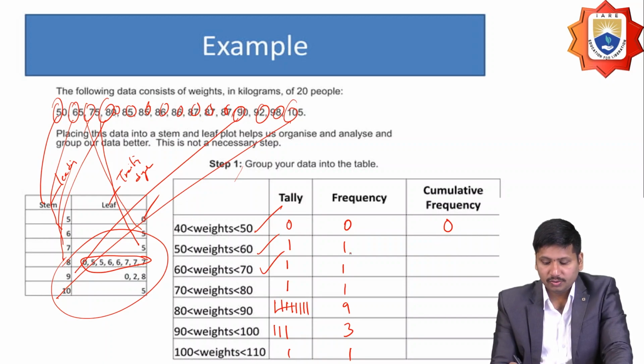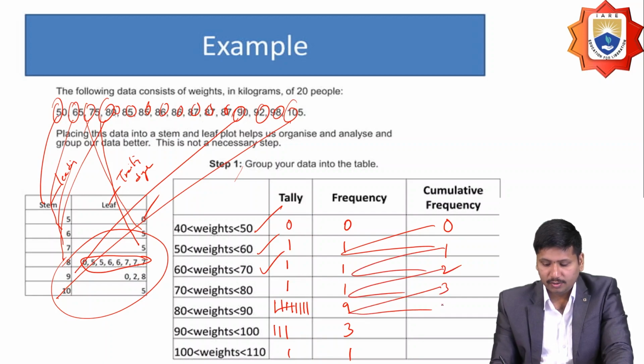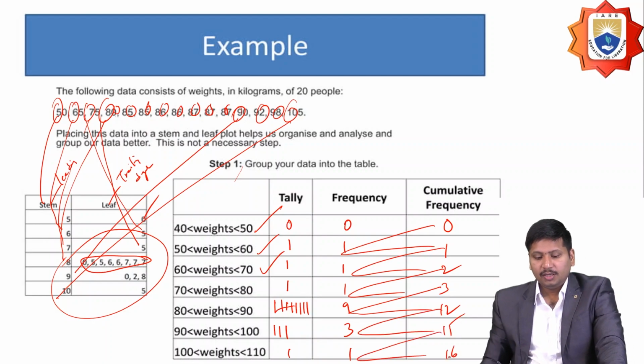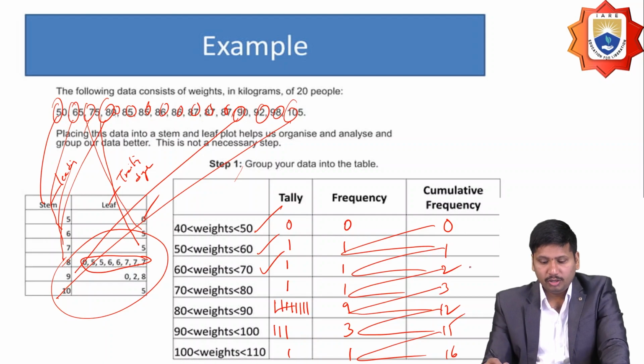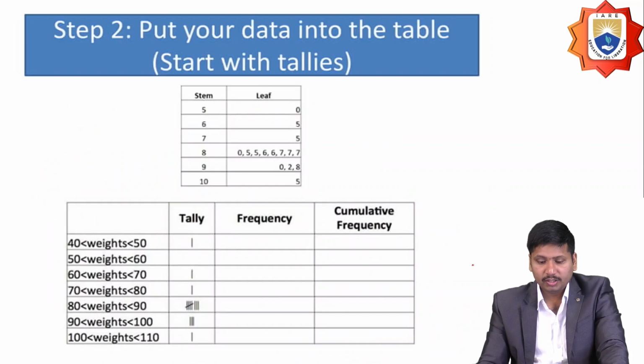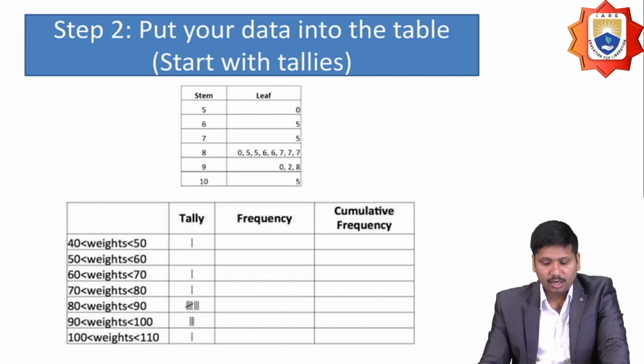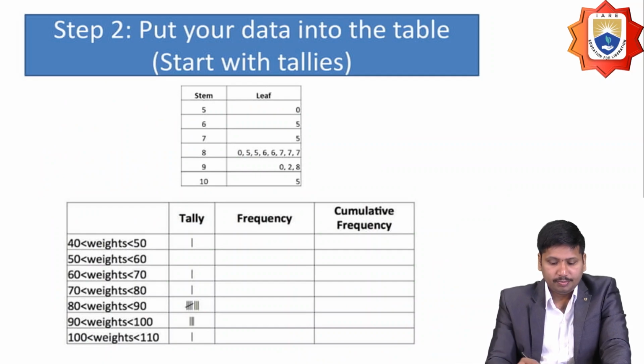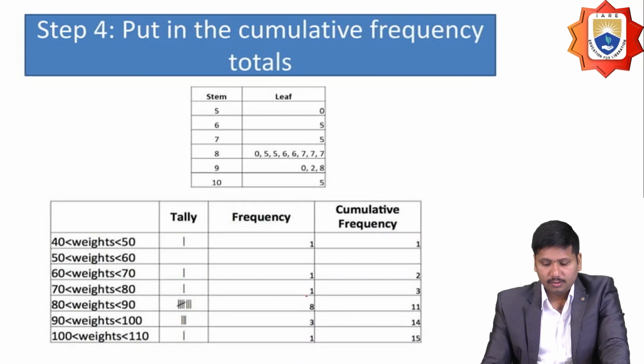So 0 plus 0, so 0 plus 1, and 1 plus 1 is 2, 2 plus 1 is 3, 3 plus 9 is 12, 12 plus 3 is 15, 15 plus 1 is 16. So like this I can calculate the cumulative frequency. So once the cumulative frequency is done, I can represent this, and these are some of the steps I have.